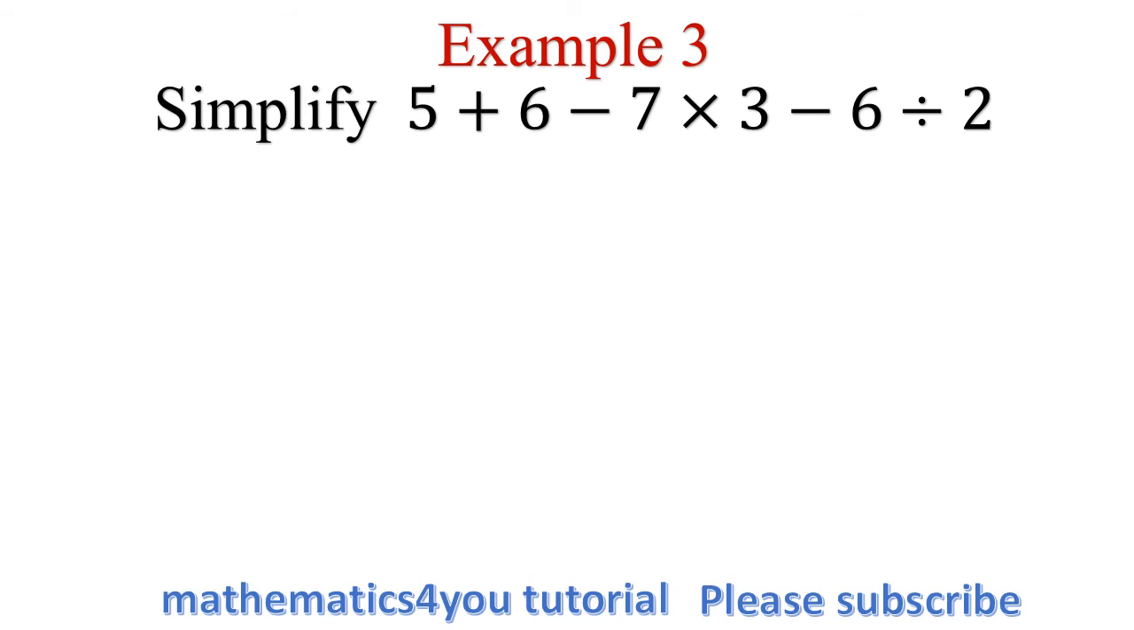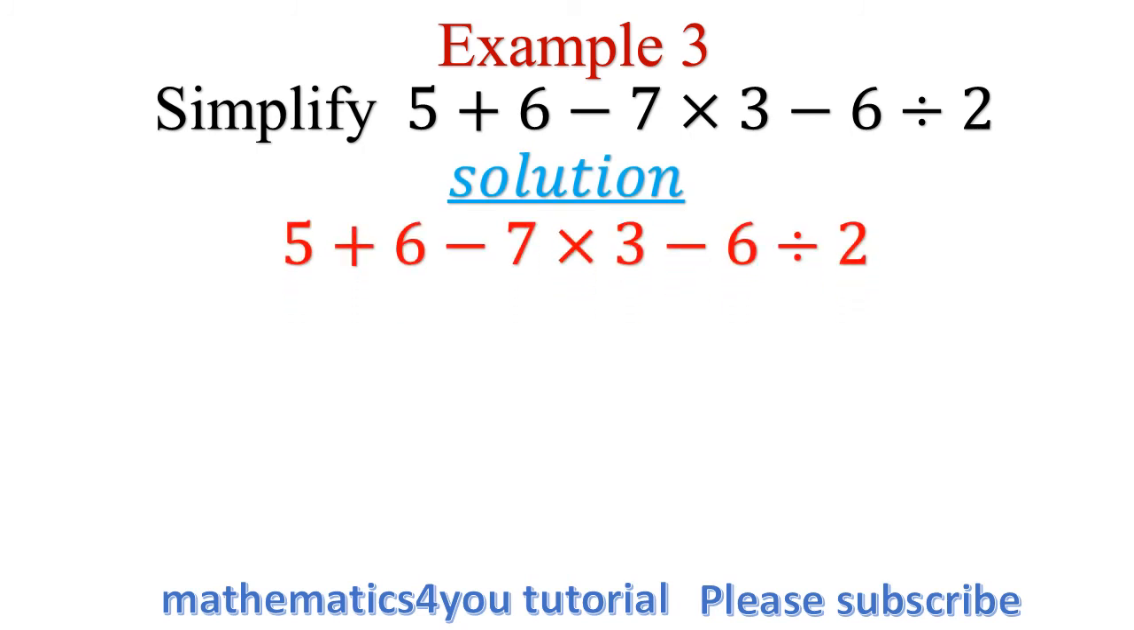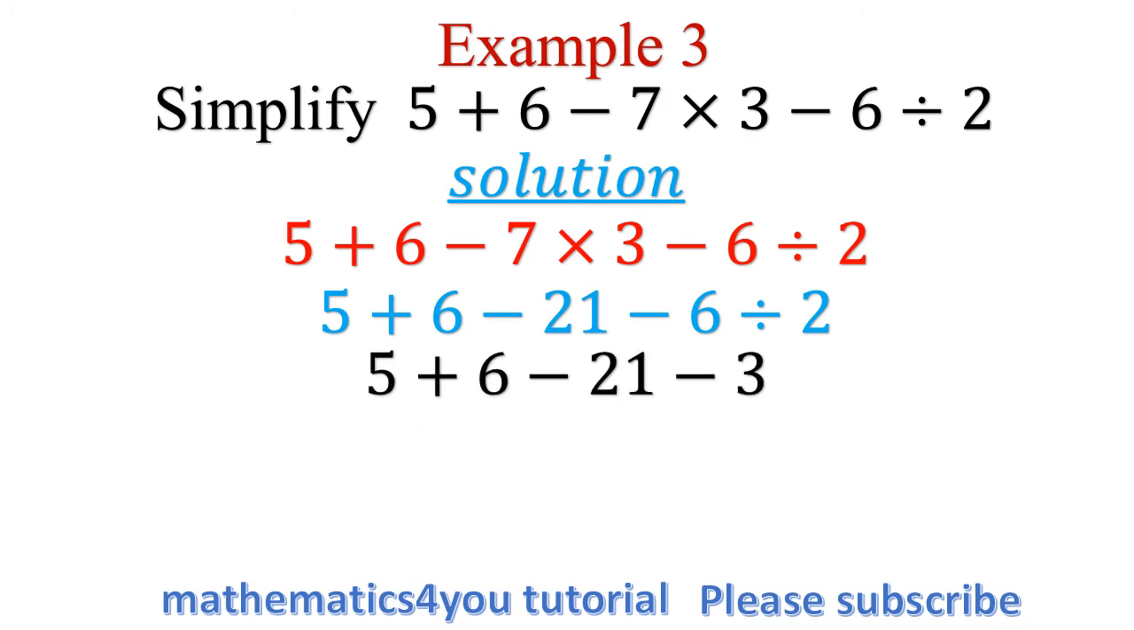So let's take the solution. 5 plus 6 minus 7 times 3 minus 6 divided by 2. We're going to multiply first. The rule says you multiply first before you divide, add or subtract. So we multiply 7 times 3, which gives us 21. After multiplication, go to division from left to right. We divide next: 6 divided by 2 will give us 3.